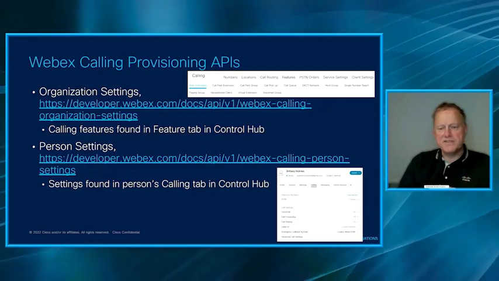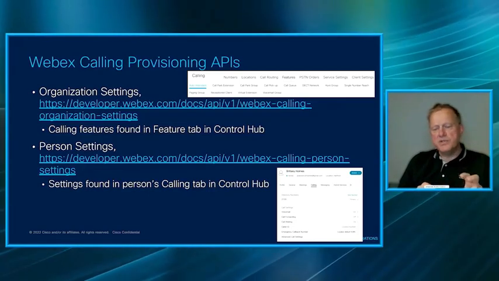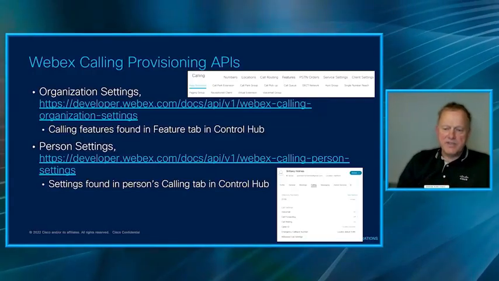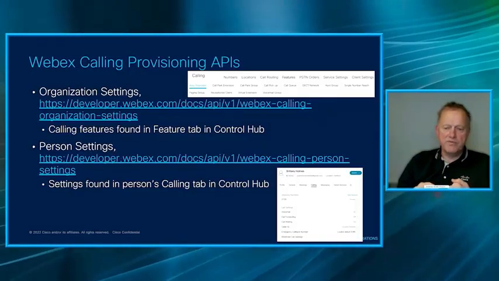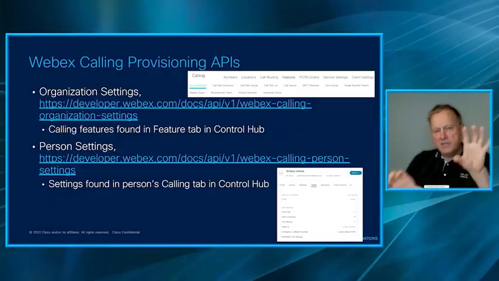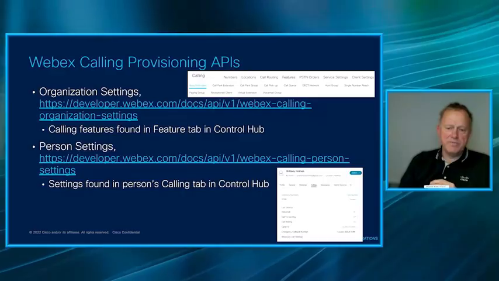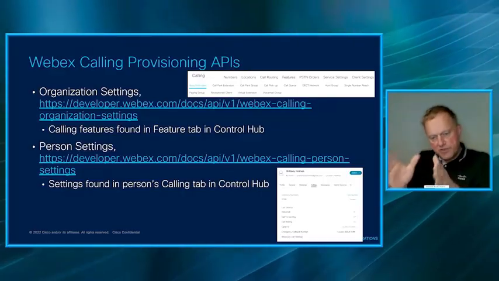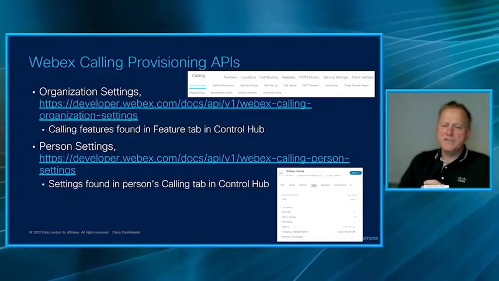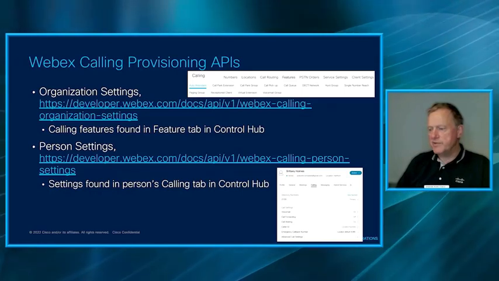And the person settings cover everything that you find when you go to a user in Control Hub and then click on calling, and then you see in the screenshot here, that includes voicemail, call forwarding settings, call waiting, caller ID settings. That kind of helps you to identify where you would find the documentation for an endpoint. If you want to change something person-specific, the second link is what you want to take a look at. If it's a location-specific one, the first link is for you.